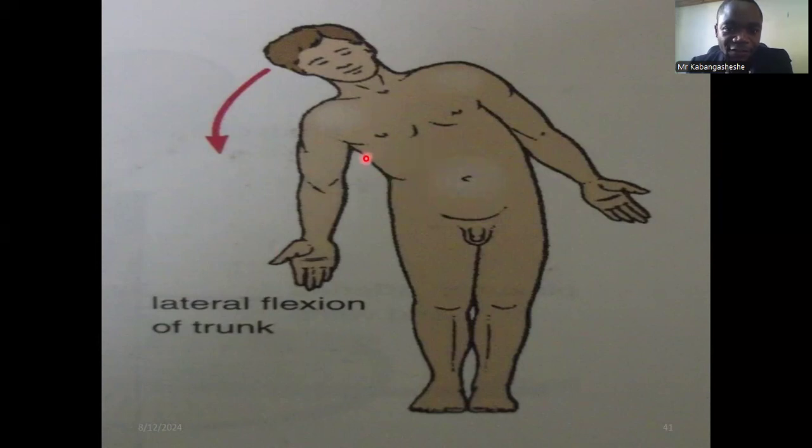So the trunk can flex anteriorly, the trunk can flex laterally, the trunk can also flex posteriorly or dorsally. So in this case, we are seeing this human subject flexing in the lateral side. So we call that as lateral flexion. To be specific, this is the right side of the body, so we call this as right lateral flexion of the trunk.